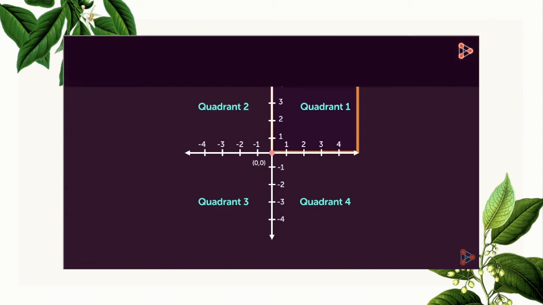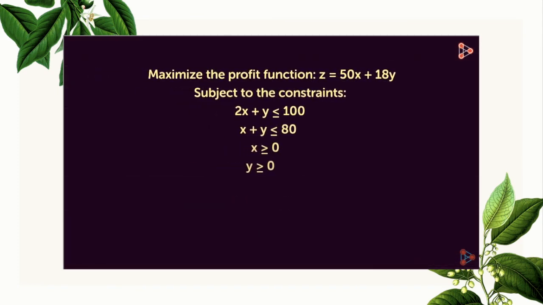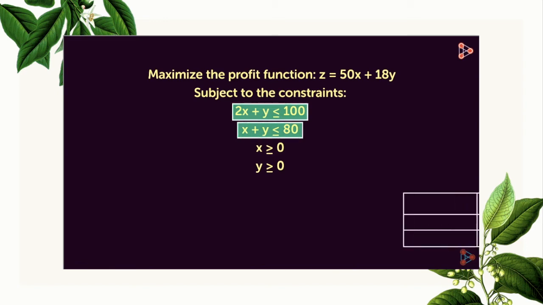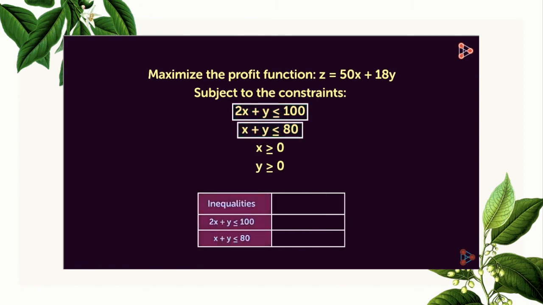For better understanding, let's solve this linear programming problem graphically. In this problem, we need to find the maximum profit, which is denoted by the objective function z is equal to 50x plus 18y. So let us find the values of x and y which satisfy this linear inequalities. As the solution needs to be found using a graph, let's represent these inequalities on a coordinate plane. How do we graph inequalities? We will first write the corresponding equations for these inequalities. Can you write them here?